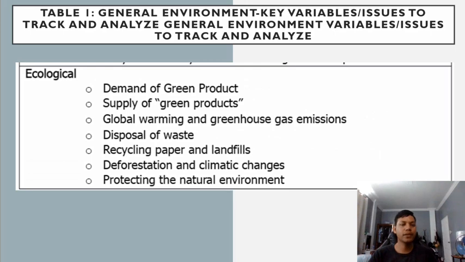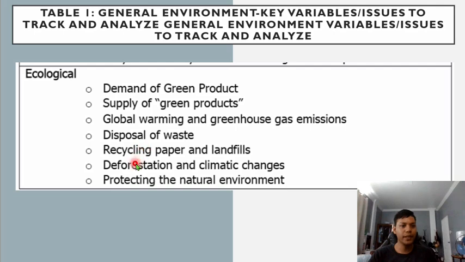And lastly, the ecological, or about the environment. Demand for green products, supply of green products, global warming and greenhouse gas emissions, disposal of waste, recycling paper and landfills, deforestation, climatic changes, and protecting the natural environment. For example, in a resort, that is why there is a certain regulation that the building must be 30 meters away from the seashore. Okay, so the political environment affects the decisions of the business.